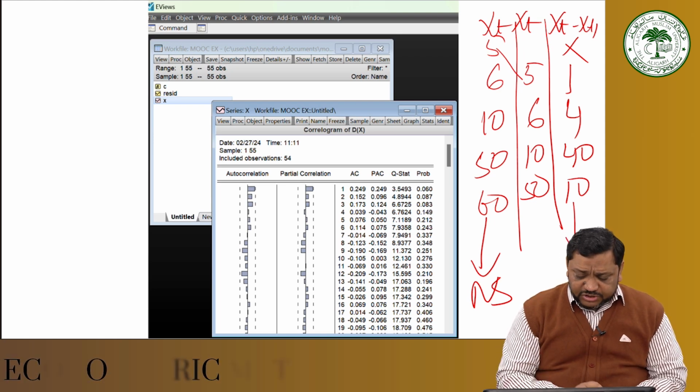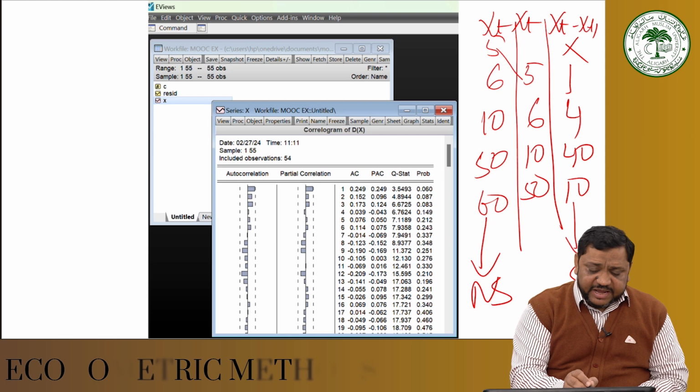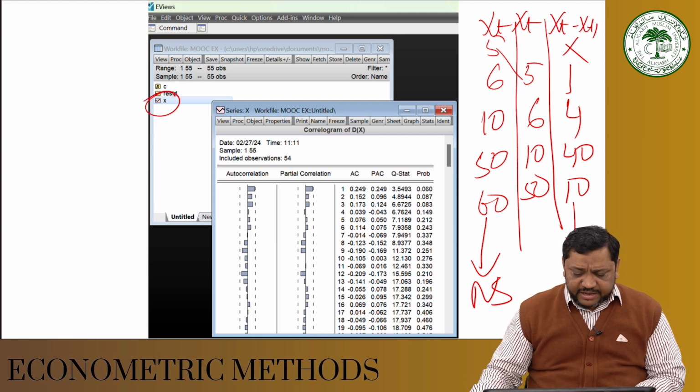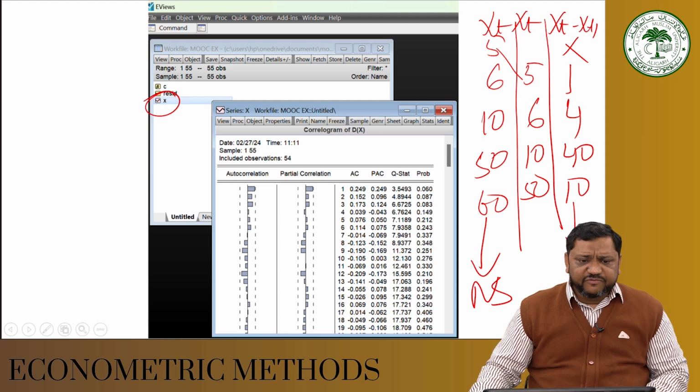Now when we do this process and put the same data x again in the software, we can give the option so that we need not do the conversion manually like this.